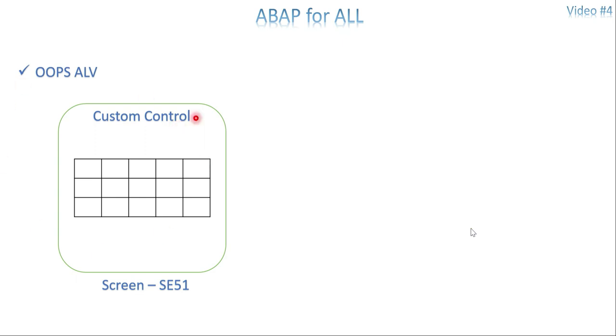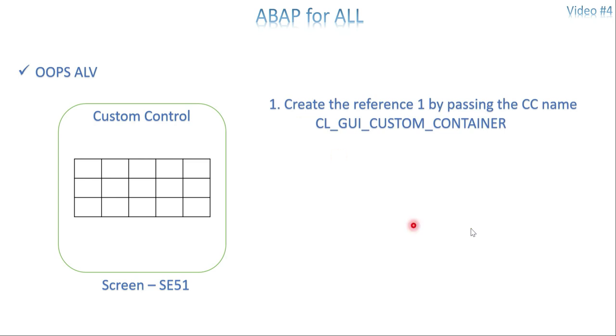For doing this, I have to follow 3 basic steps. These are very basic steps if you want to display ALV using object oriented concepts. So these 3 are to be followed. After that you can enhance, depending on your business need. So step 1 is just create a reference.